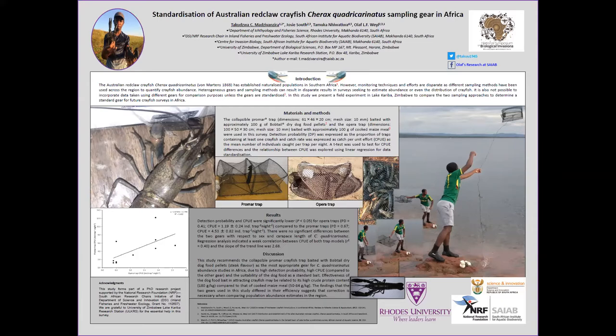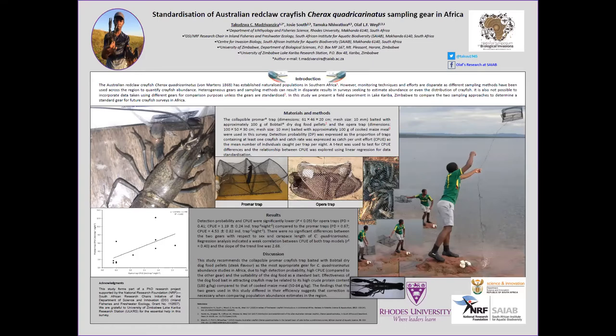We assessed for differences in detection probability and catch per unit effort of opera traps baited with cooked maize meal used for crayfish surveys in Zimbabwe compared to collapsible promar traps baited with dry dog food used for crayfish surveys in South Africa and Swaziland. Detection probability and catch per unit effort were significantly higher for promar collapsible traps than for opera traps.